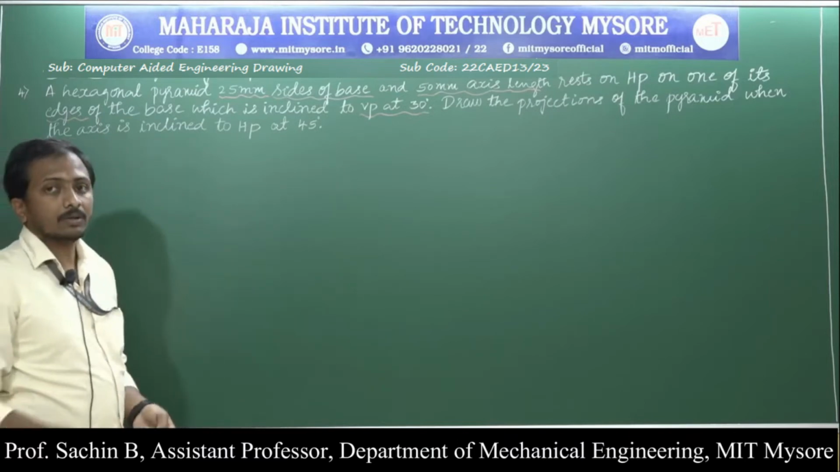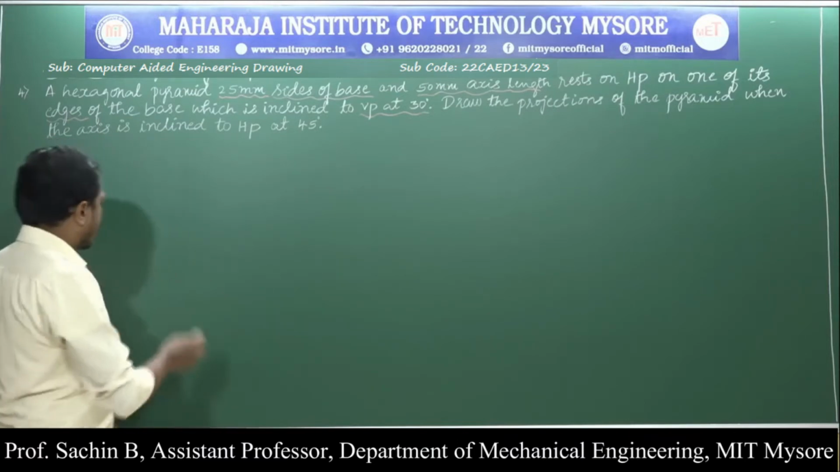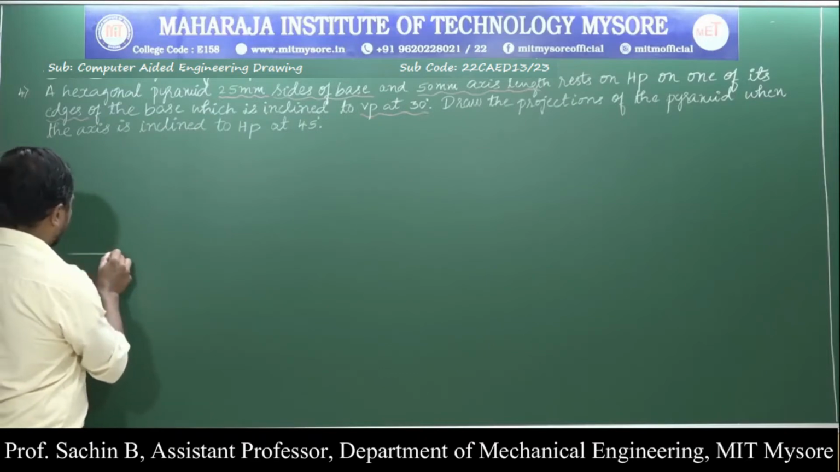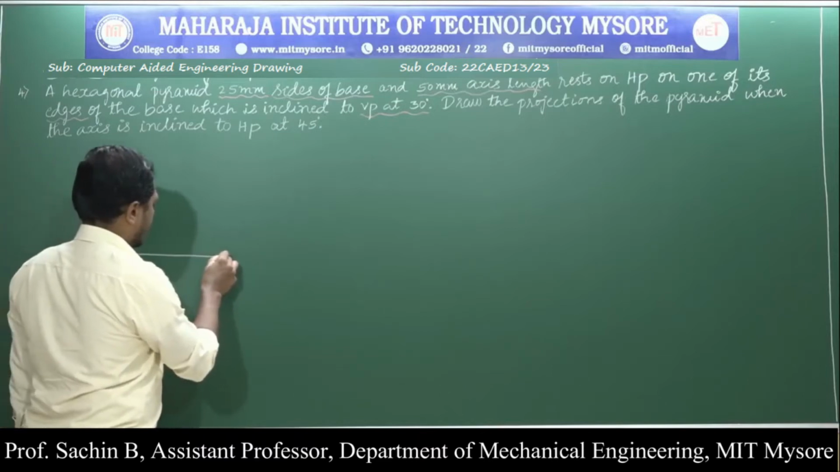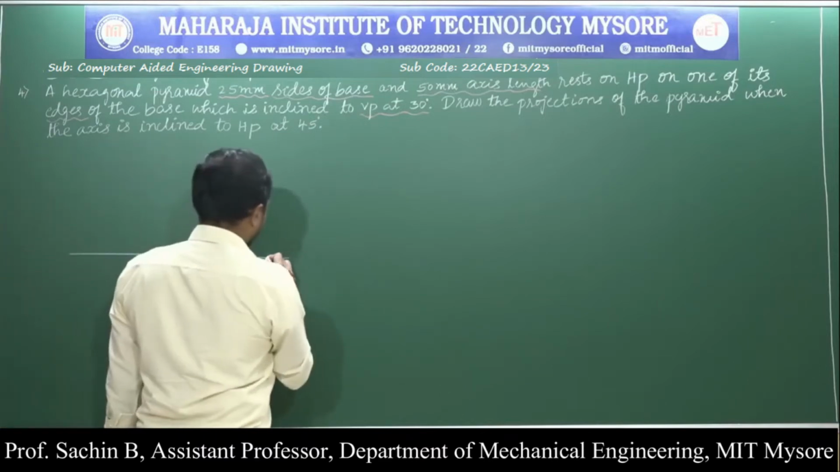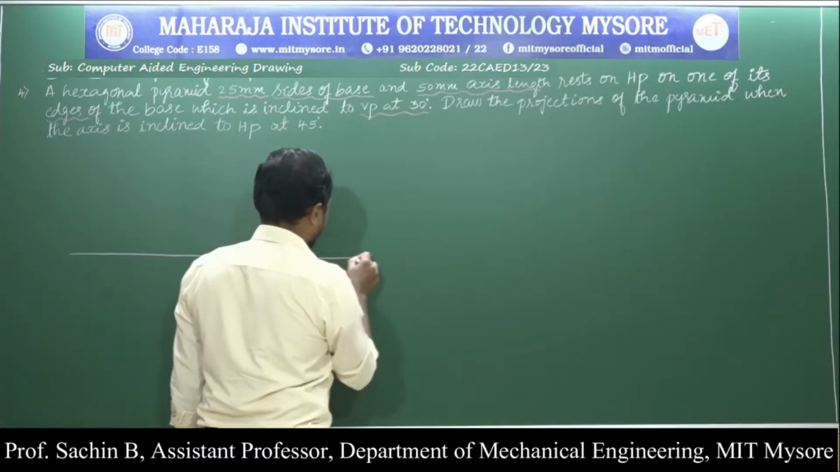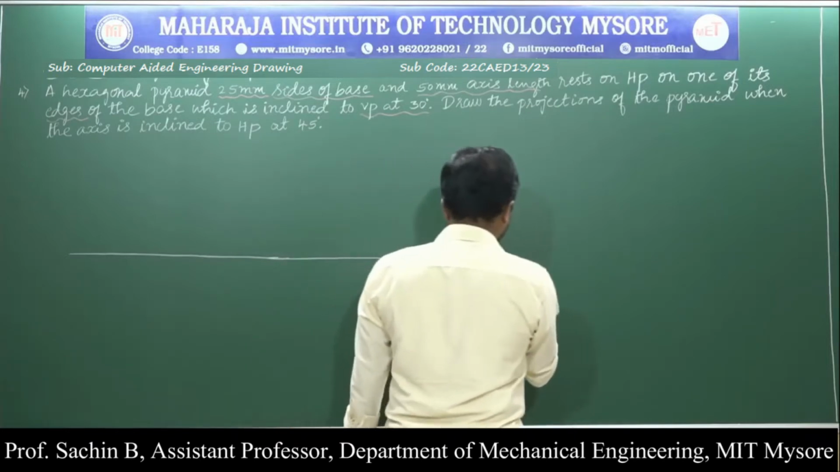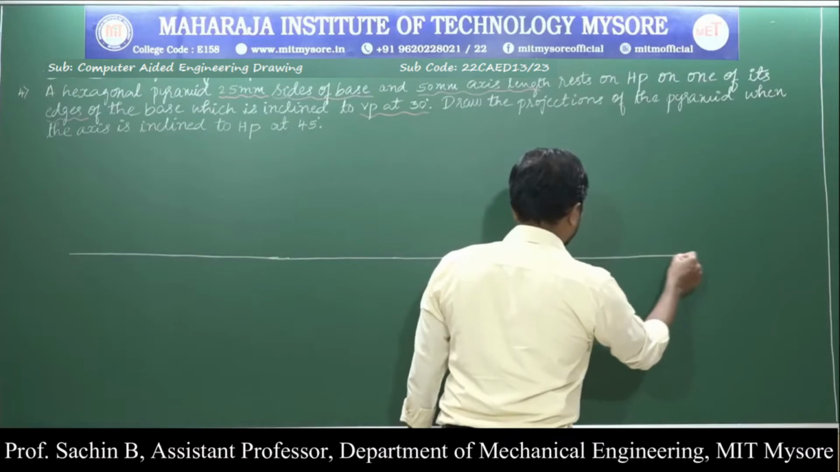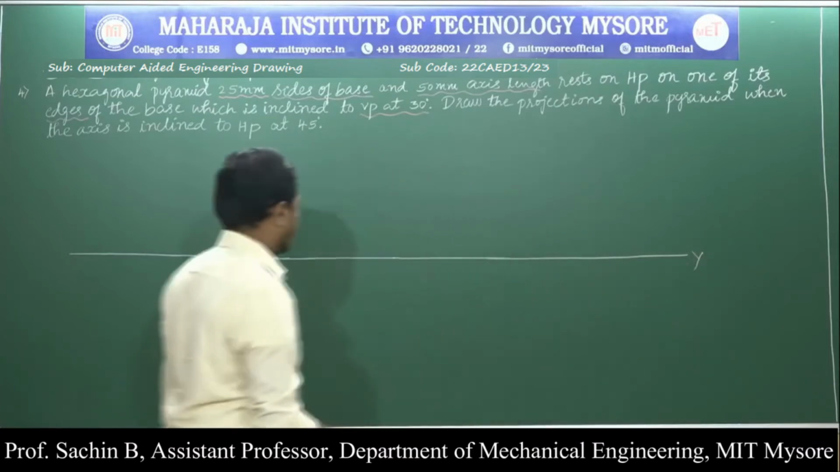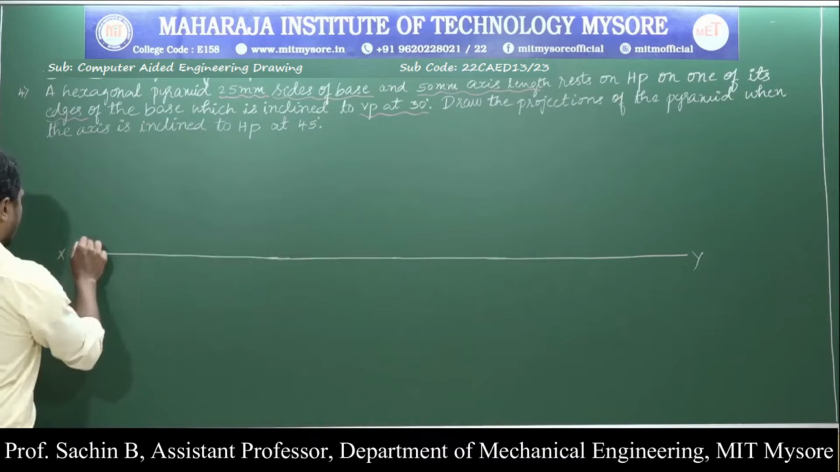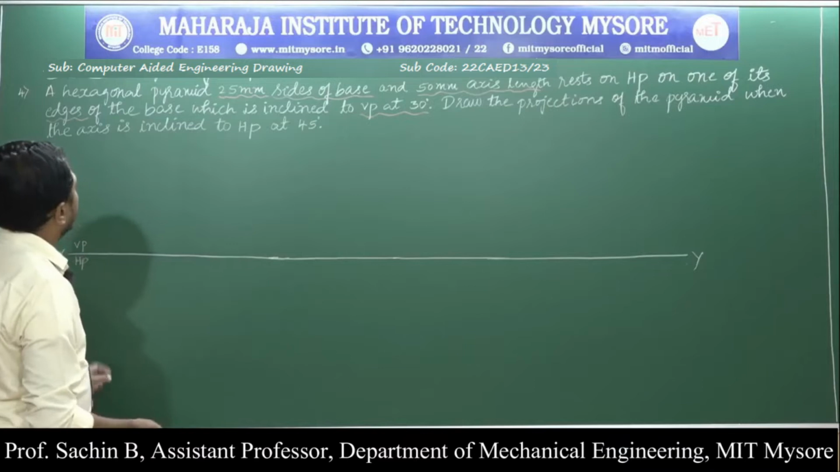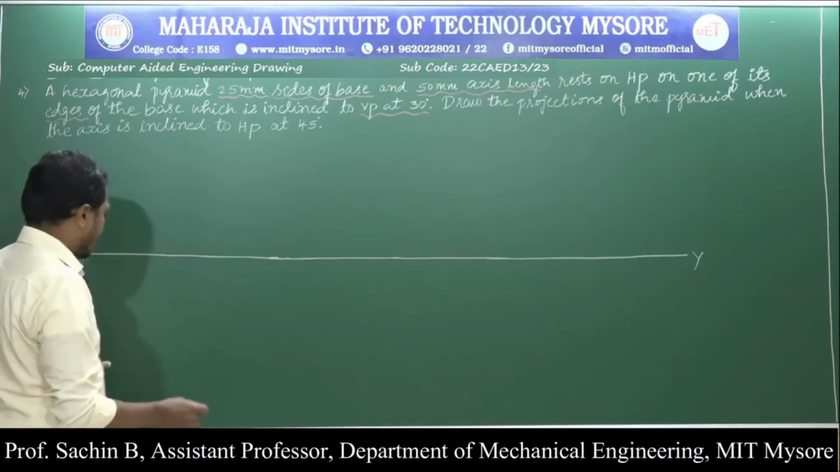Till here, first I will construct the problem. First I will go for drawing the axis line. I am drawing the axis line. The XY indication is necessarily required to show the planes. Now, the hexagonal pyramid of 25 mm sides of base.